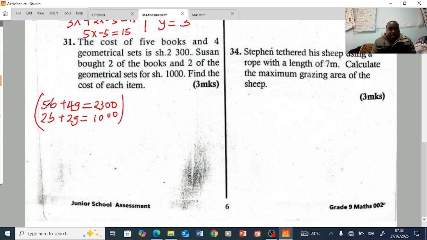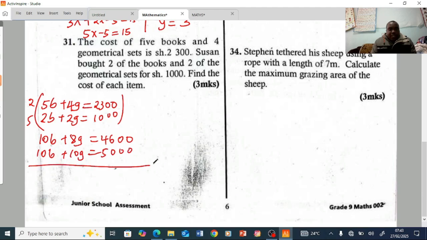To eliminate b, you interchange these values. So I will multiply here by 5 and this 2 here because I want to eliminate. Now this will be 10b plus 80g is equal to 4600. This time this will be 10b plus 10g is equal to 5000.